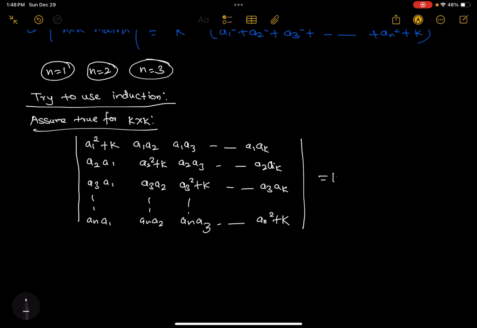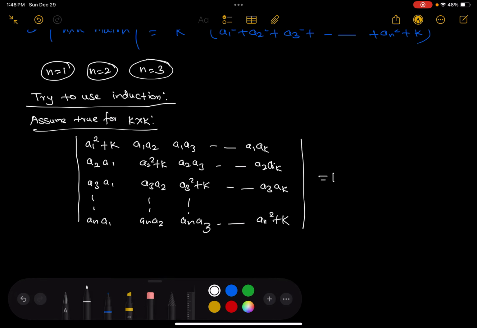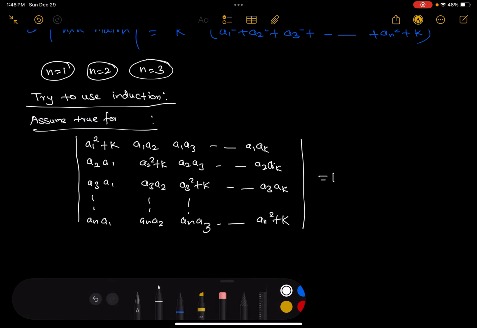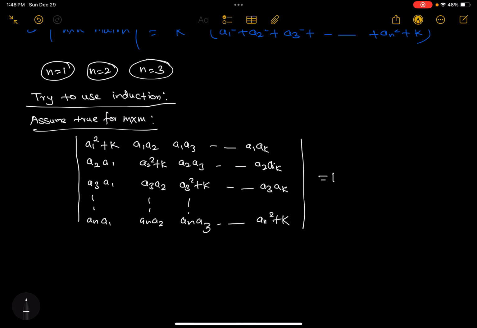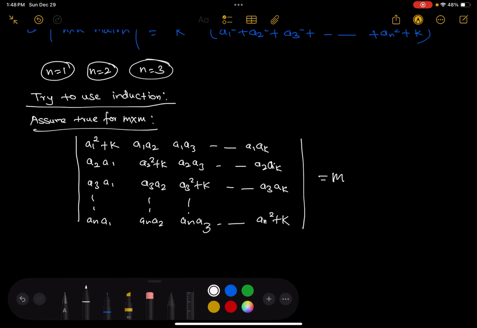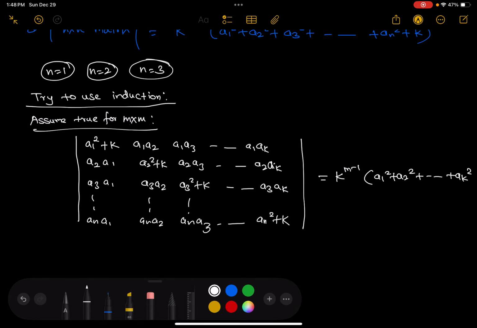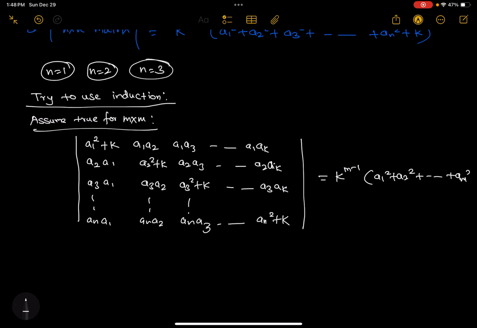Oh, there are two k variables now, so let me make it m. I'm sorry for that. So m by m. If this is true for m by m, then the determinant is k to the power m minus 1, times a1 square plus a2 square up to am square plus k, right?